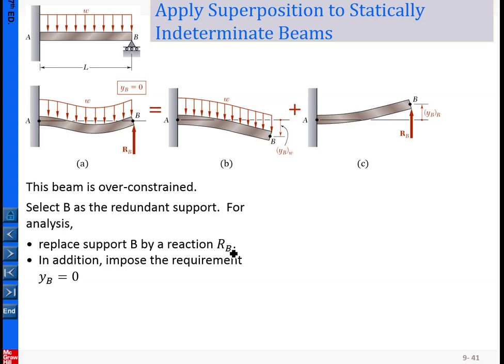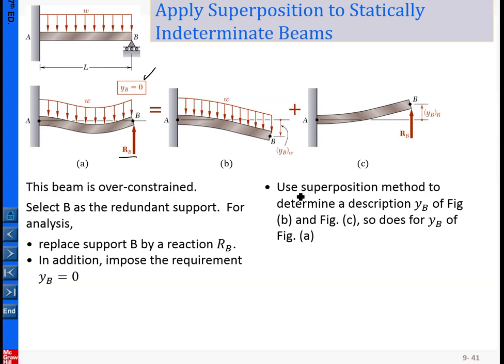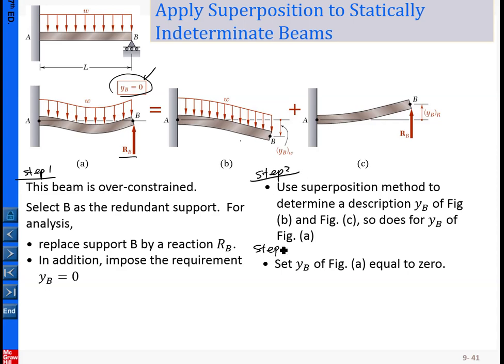Replace the support B by reaction RB here, and then recognizing this, you use the superposition principle to decompose into 2 subsystems here. Then set the YB of figure A equal to 0. So basically using the superposition principle like this. That is our previous step. In the previous slides, that is step 1, this is step 2, and that is step 3.